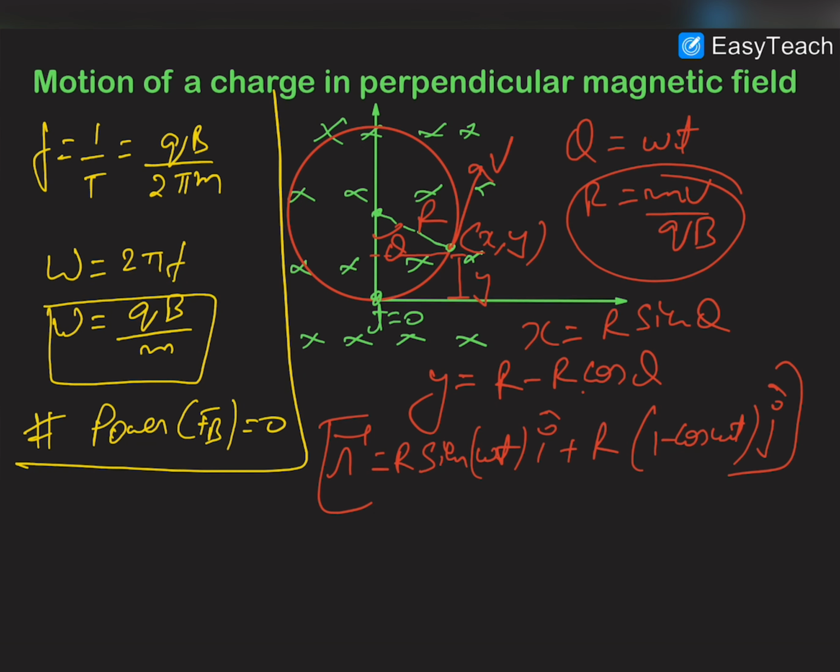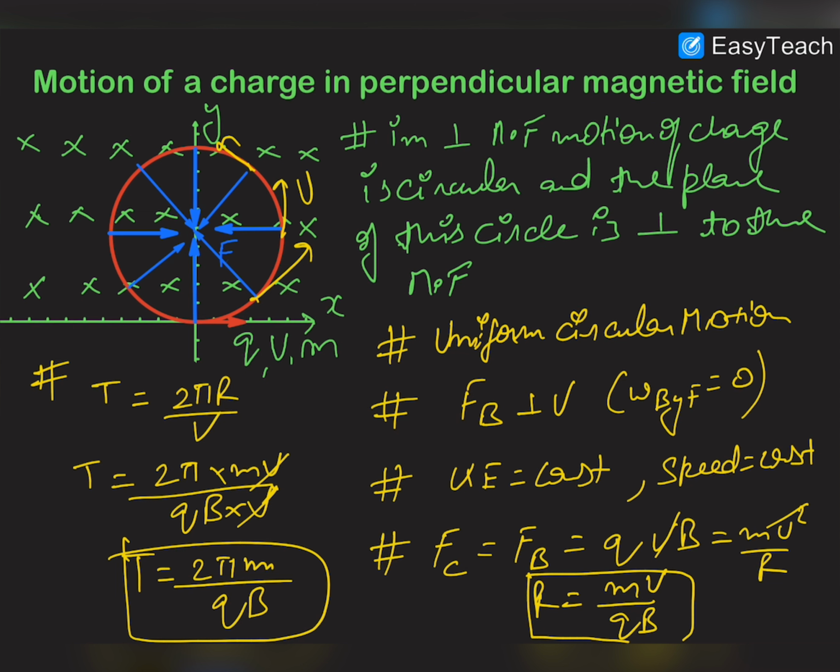So this was the motion of this charge in the perpendicular magnetic field. So let us summarize quickly that when a charge is being projected in the perpendicular magnetic field, then its motion is a uniform circular motion. The plane of that circle is in the perpendicular direction to the magnetic field. The work done by magnetic force is always zero. The power delivered by the magnetic force is always zero. The kinetic energy of the particle remains constant throughout the motion. The magnetic force plays the role of necessary centripetal force which is required to take this particle in circle.